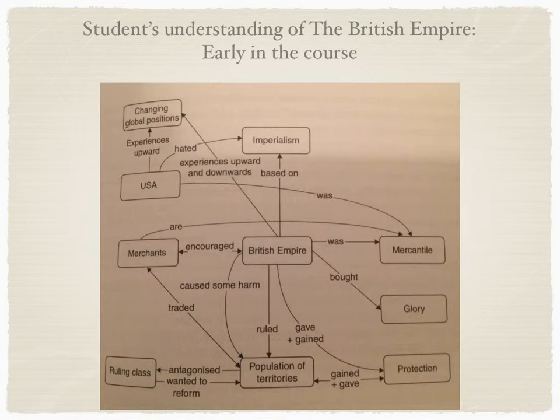The one on the left-hand side between merchants and population of territories, traded, that's a bit more specific, but going right from British Empire, was mercantile. That's not telling you very much, it's just kind of suggesting that, you know, this is just a descriptive label. So they haven't really worked out what the links are in any great detail yet.